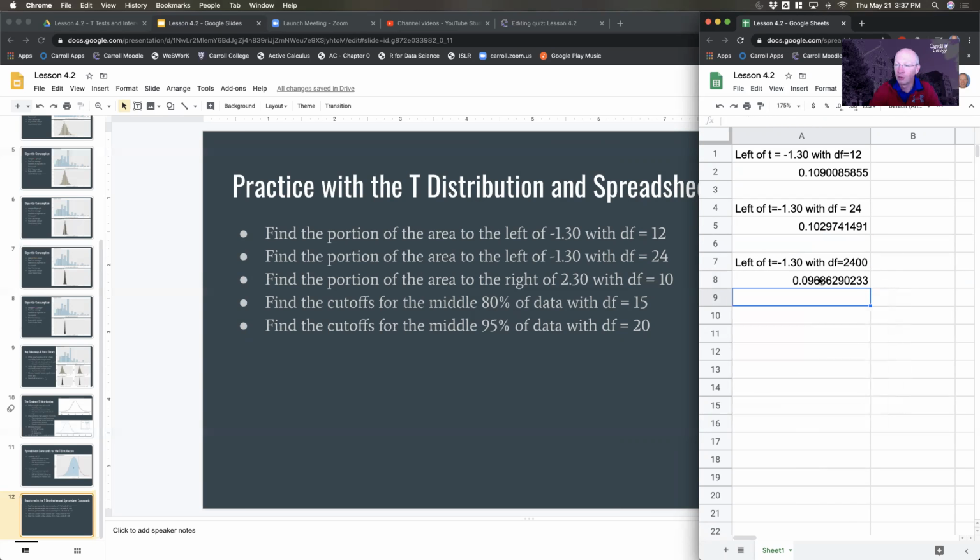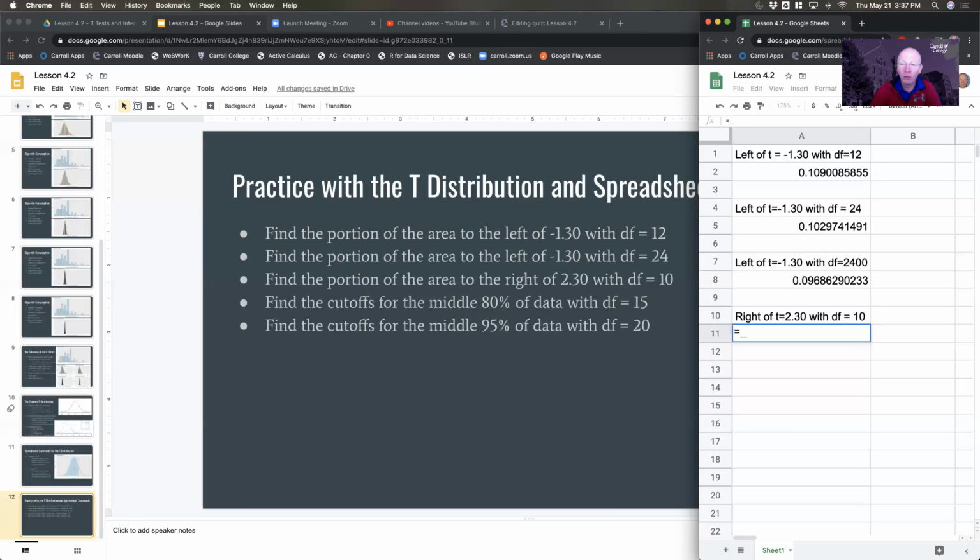All right, and it's actually less yet. So as the degrees of freedom goes up, the tails get pulled in and get smaller. Okay, let's do the next one. I want the portion of the area to the right of t equals 2.3 with degrees of freedom equals 10.